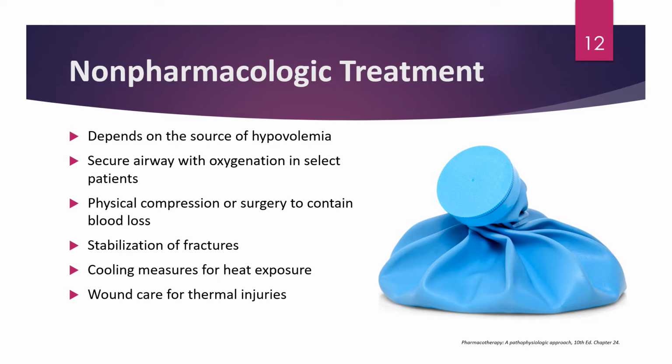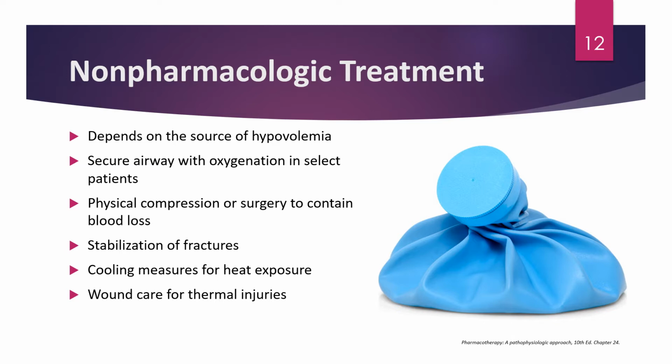Remember, if you don't correct the underlying cause, the underlying disorder is not going to get better. So if your cause of hypovolemic shock is a trauma or a GI bleed, for example, you usually want to compress or basically minimize whatever the source is to treat your patient's hypovolemic shock. We want to stabilize any fractures that they might have. We might want to use cooling measures for patients who have extreme heat exposure or burns.